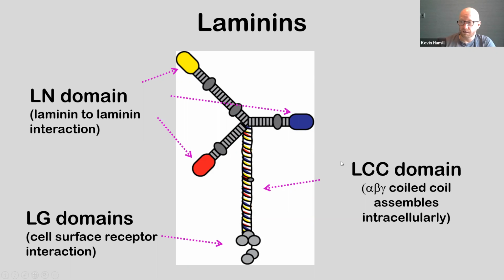Over here, we've got a laminin coil domain. This is the multicolored stripy bit. And this is where an alpha chain, a beta chain, and a gamma chain form together to form this heterotrimer that then gets deposited into the cell. So every laminin molecule, by definition, is an alpha, beta, gamma heterotrimer. Whereas the 3 colored blobs, the yellow, blue, and red blobs, are called laminin N-terminal domains, LN domains, and they provide the site for laminin to laminin interaction. So the formation of that network that I was showing you earlier happens up here.